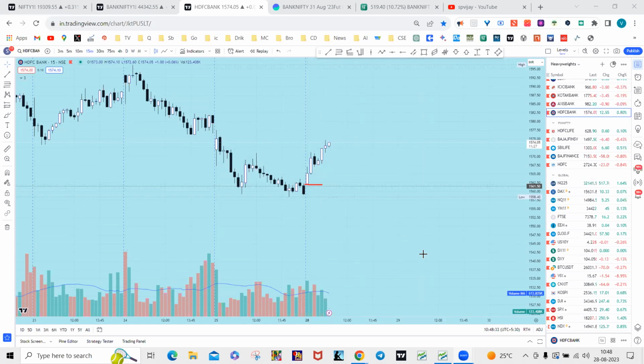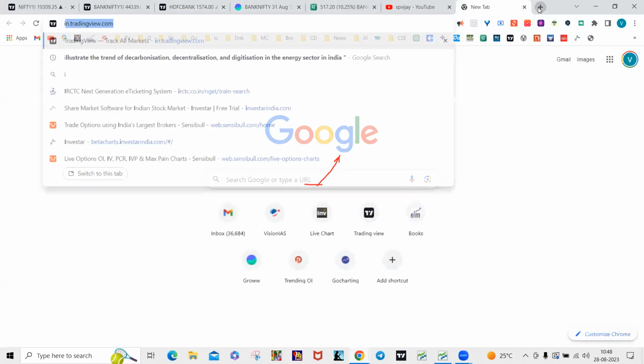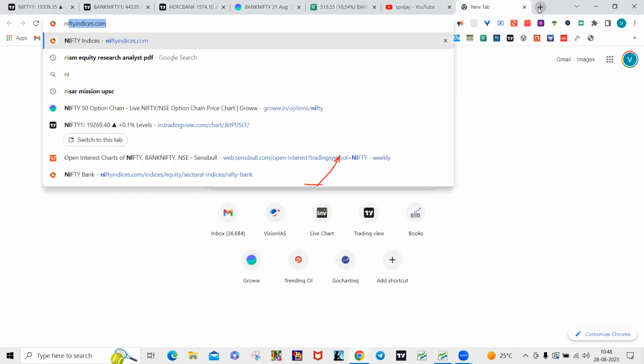And you can see that HDFC Bank is an index heavyweight. So the direction of this biggest heavyweight, probably the bias which we can get is on the upside, right? So that is why we should not think of shorting the index heavyweights, be it Nifty or Bank Nifty. So the thing is, why HDFC Bank is so much important.